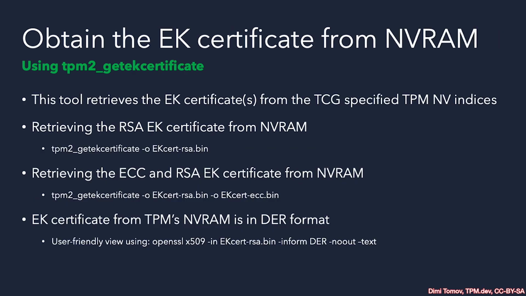Now that we have our EK public part in a readable form, we need to also acquire the EK certificate. And this is most easily done by using the tpm2_getekcertificate tool. The tool performs several things automatically. First, it tries to retrieve the EK certificate from the well-known TCG specified NVRAM locations. Here's an example how to do that for an RSA EK certificate. We just specify the output to the file where we want to store the certificate, and by default, the tool uses RSA, so there's no need to do anything more.